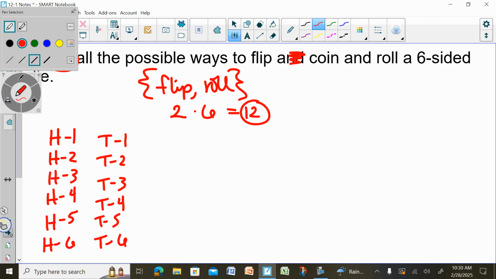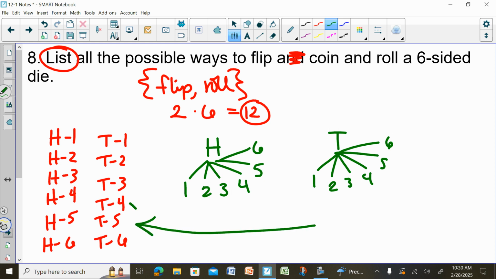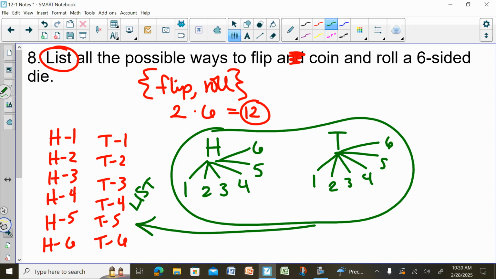Okay, another way to do the same thing is just come up with your tree diagram. So I have heads here and I have tails here. Heads could get a 1, a 2, a 3, a 4, a 5, a 6. And tails could get a 1, a 2, a 3, a 4, a 5, or a 6. This technically isn't a list. This is a list. Sometimes this helps us get to the list. So technically speaking, that's a tree diagram, that's a list. But the tree diagram could help us create the list.